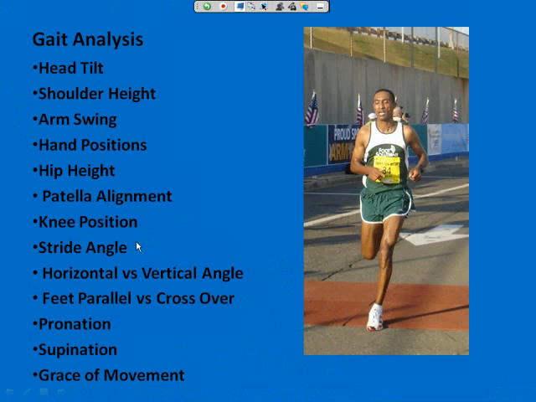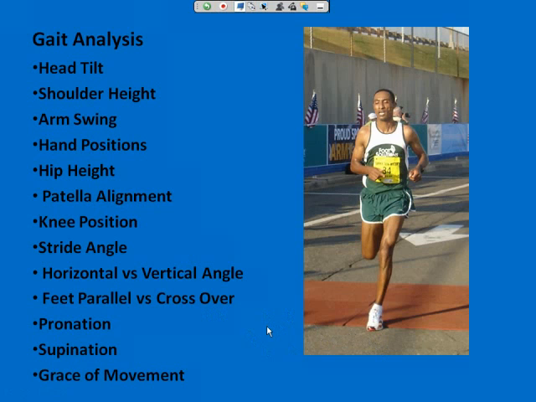So I'm looking at hip height during this phase. I'm looking at patella alignment, knee positioning, the stride angle, which I'm going to show you another slide of here in just a minute, horizontal and vertical angle, which I've told you about, feet parallel or crossover. Feet parallel, you use less energy, you cover more ground. The more you cross over, the more work has to be produced, and the more fatiguing it becomes.